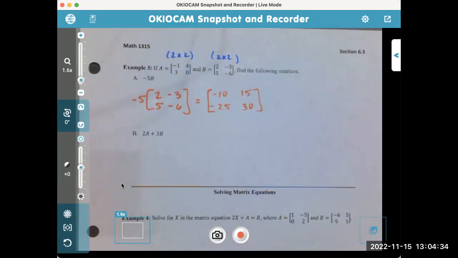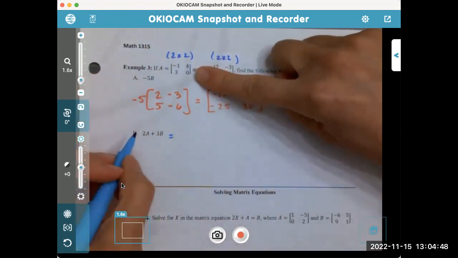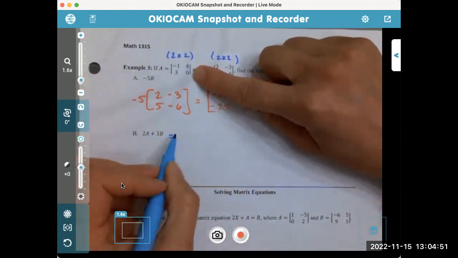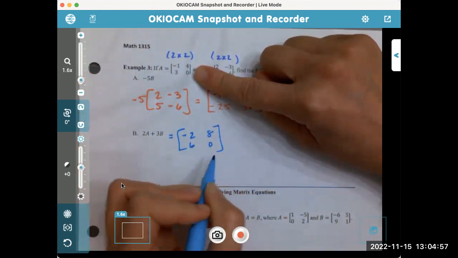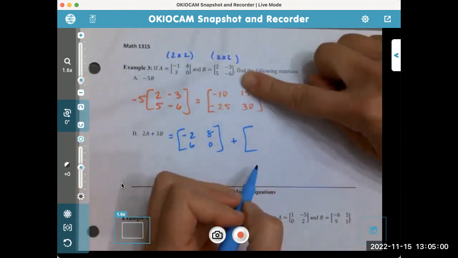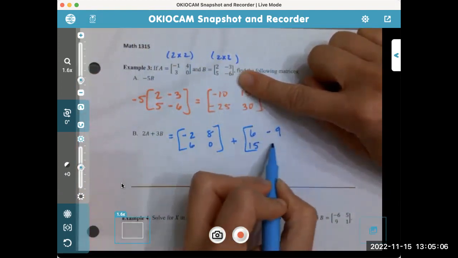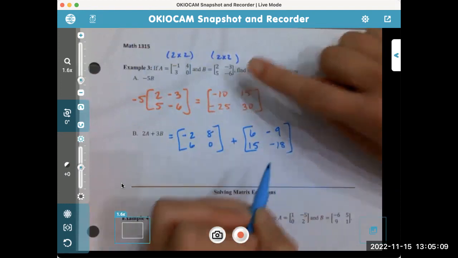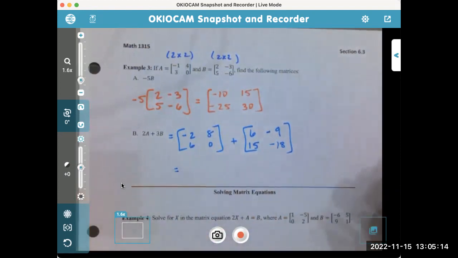So here, just comboing, you know, how we like to just ease our way into the deep end of the pool, so to speak. So 2 times A plus 3B. So I am looking at 2 and I'm going to multiply, I'm looking at A, and I'm going to multiply a 2 to everything. So -2, 8, 6, 0. And then we're going to add it to 3B. So 2 times 3 is 6, -9, 15, and -18. Then we just do what it says. So pause the video, give it a whirl.